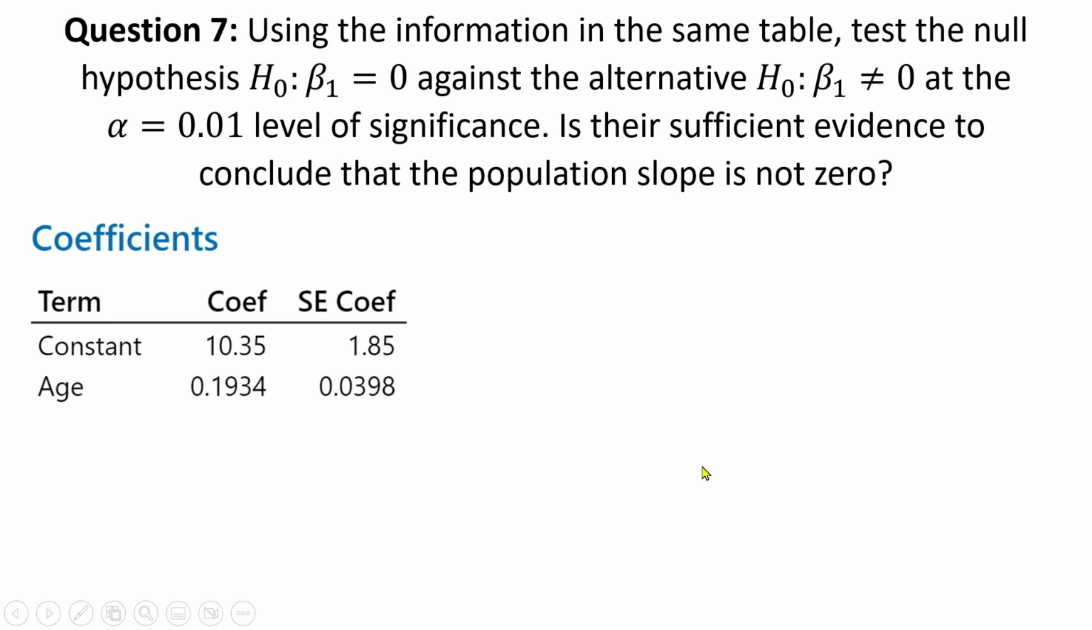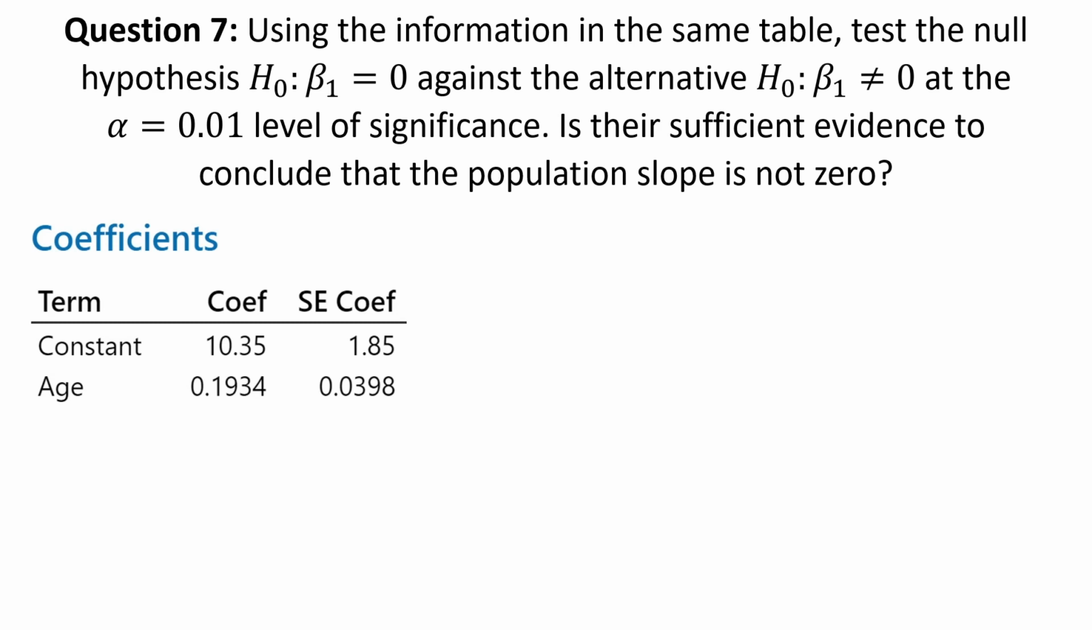Question 7. The second kind of inference is to do a hypothesis test. Here, we're going to test the hypothesis that the population slope is 0 versus that it is not 0. And we're going to test at the 1% level of significance. So before we do anything else, we need to look up a critical value for 1%.